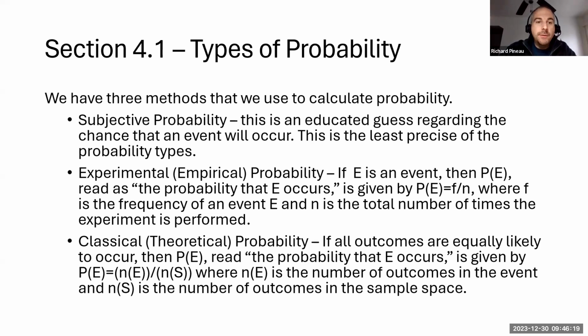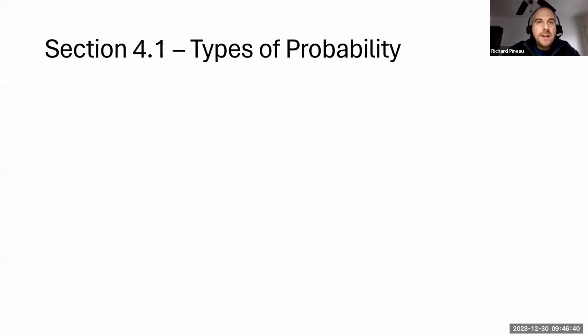And I'm interested in flipping a tail, okay, getting tails. So that would be the event. So how many times does that occur? How many outcomes are in that event? The answer is one. So the probability of selecting tails would be 1 out of 2, or 1/2, or 0.5. So that's the classical or theoretical probability. Again, the one we're most familiar with.